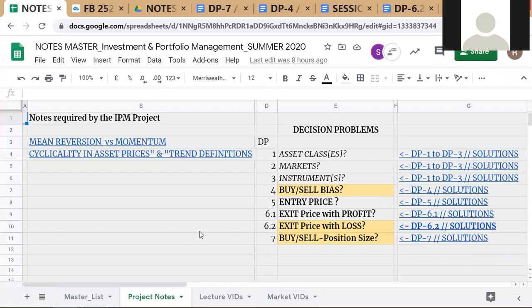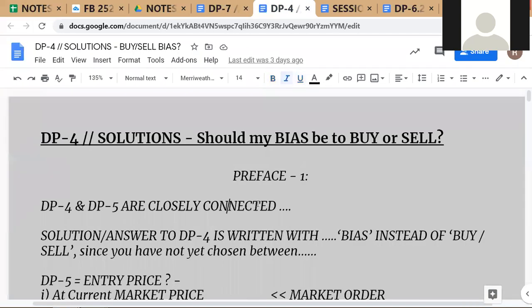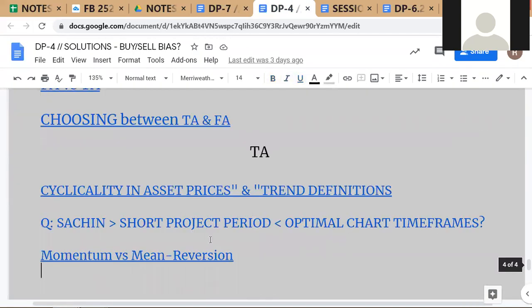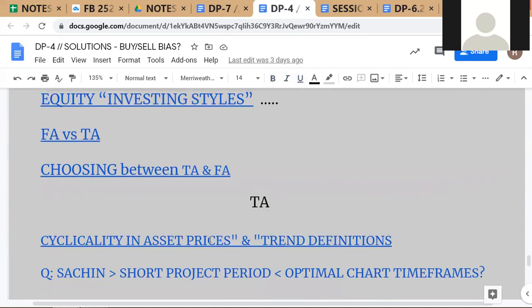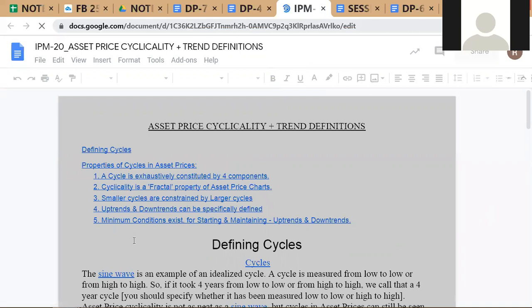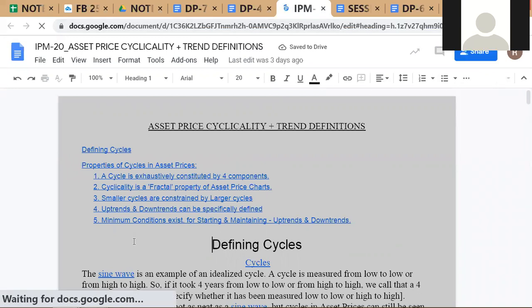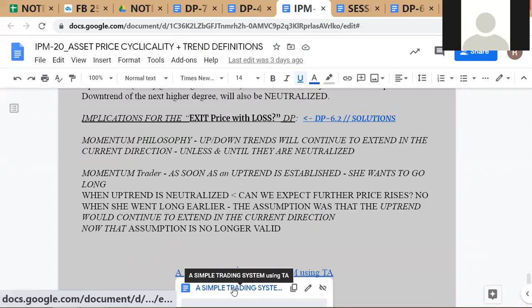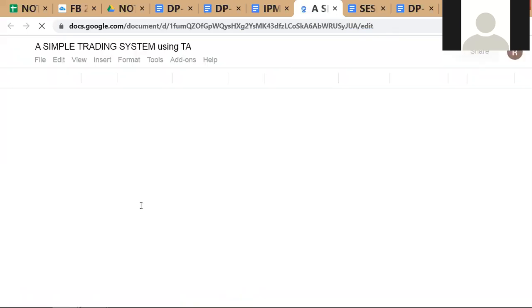Now we have been going through them. So we have comprehensively solved the buy-sell bias problem. Open this as well, and that's where we find the trading system at the end. So we are looking at the trading system and how it helps us to solve all these different decision problems. And that's where we were, a simple trading system using TA. That should hopefully give you a lot of structure in the way you do the project.